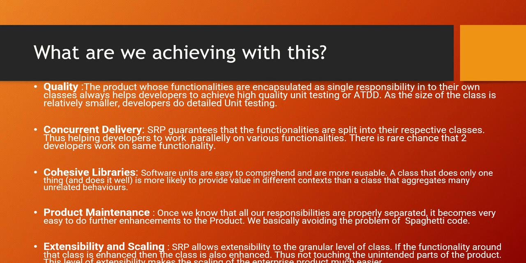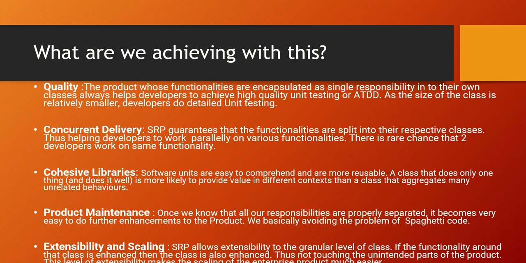So we will get cohesive libraries which can be reused, and they add more value to your product maintenance. Once we know that all our responsibilities are properly separated, it becomes very easy to do further enhancements to the product. We basically avoid the problem of spaghetti code. One of the serious issues when we don't follow SRP is the problem of spaghetti code. Basically, you are aggregating many things into one class.